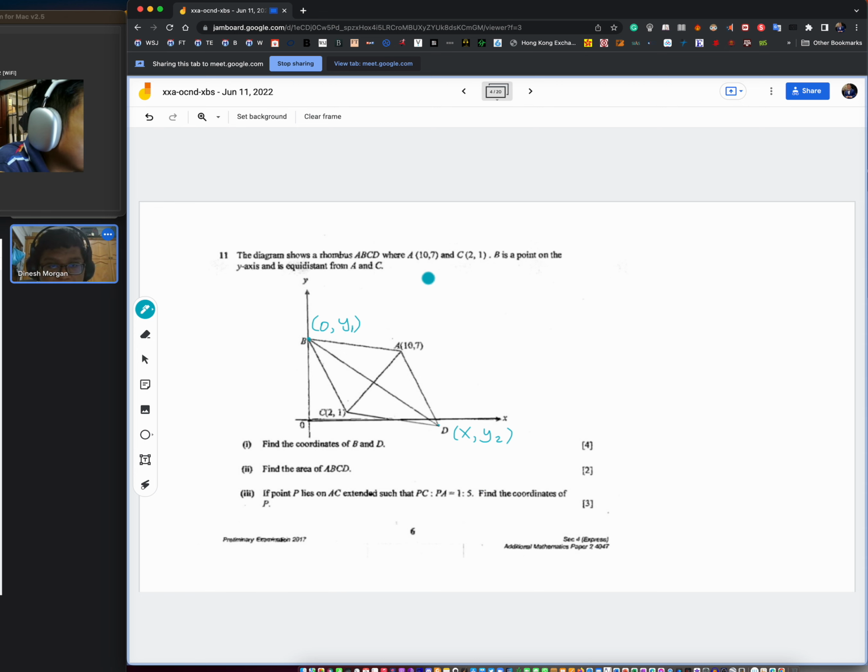So B is a point on the y-axis. Is equidistant, so means the same distance. Yeah. So how?